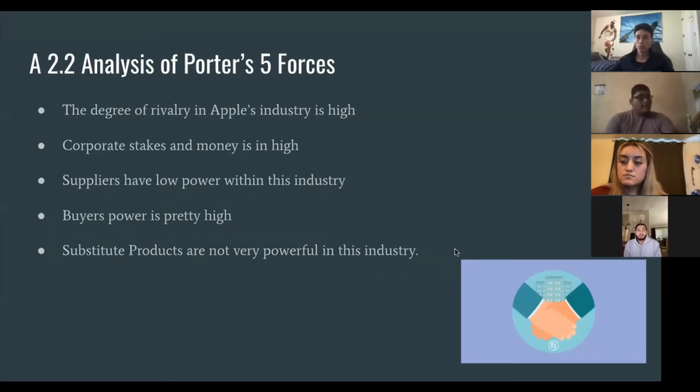Threat of new entrants is high within Apple's industry, and this is due to economies of scale and years of experience of incumbents.